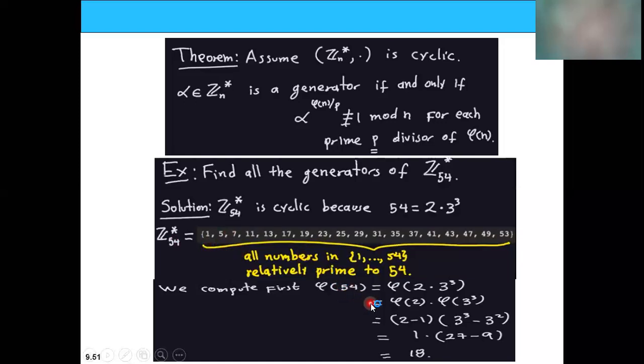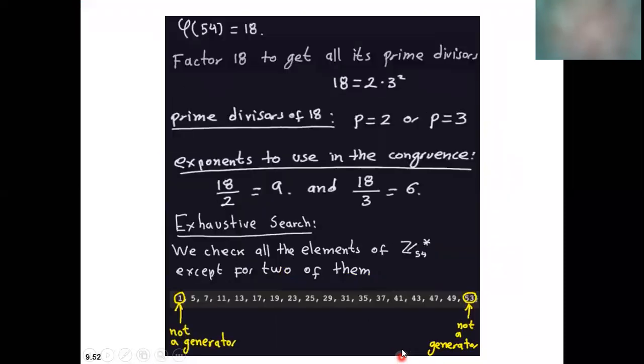Phi of 54 gives you the number of elements of Z54 star. How many elements? There are 18 elements. If you count these elements whose GCD with 54 is 1, there are 18. So phi of n gives you the number of elements.